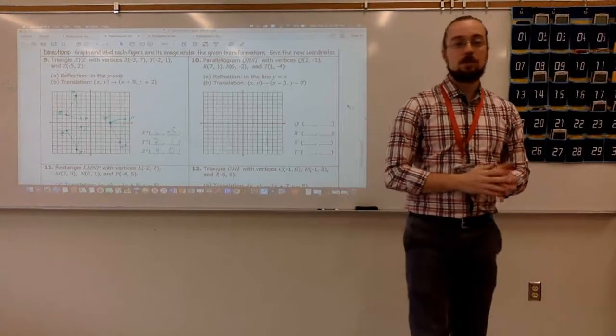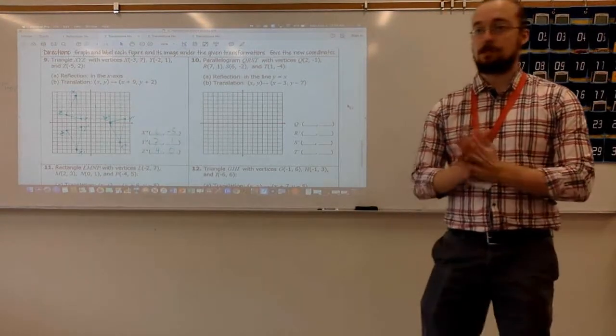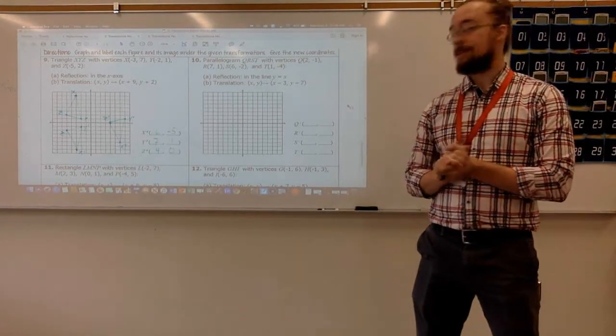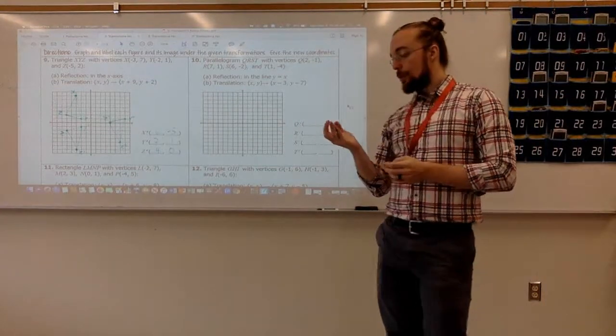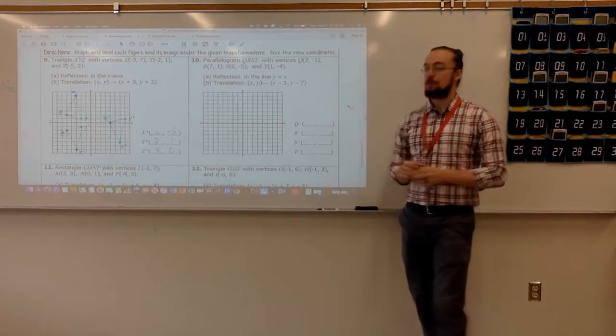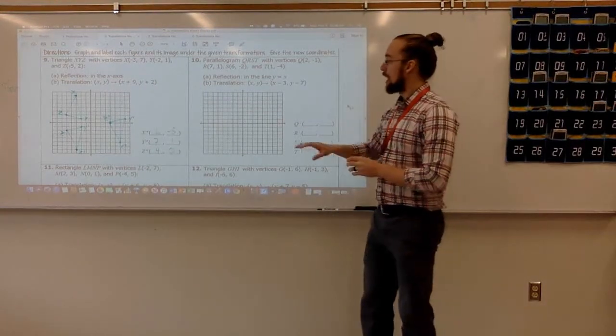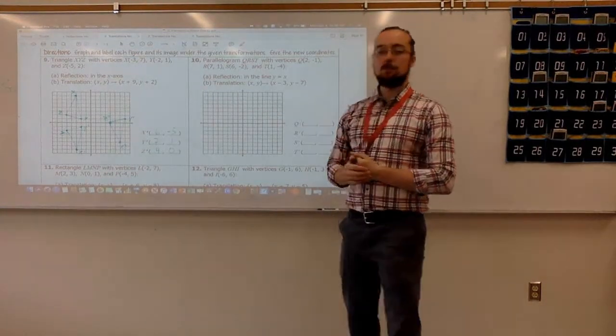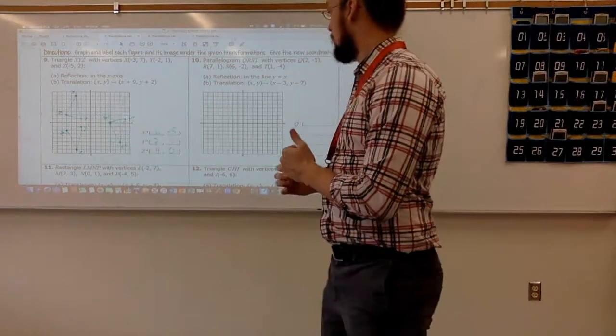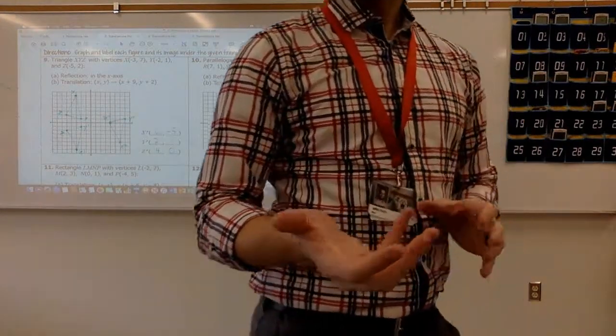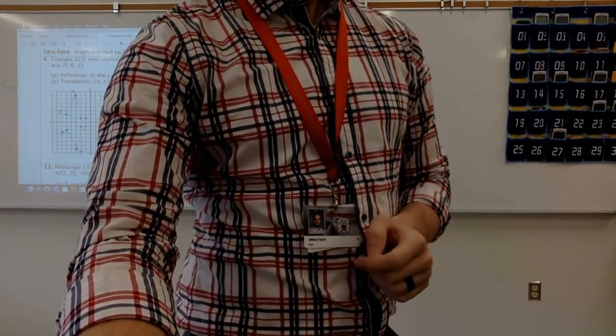Questions? Do we have homework? Okay, so go ahead and try number 10 here. Go ahead and try number 10, where we take our original parallelogram, reflect in the line y equals x, and then translate left 3 down 7. Okay, so I'll give you a few minutes to try this one.